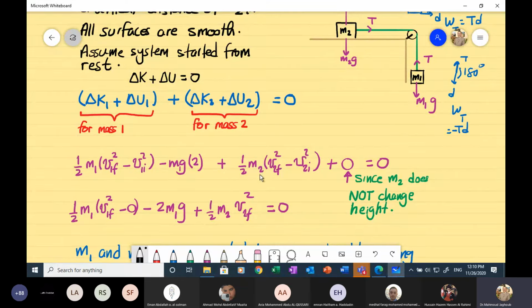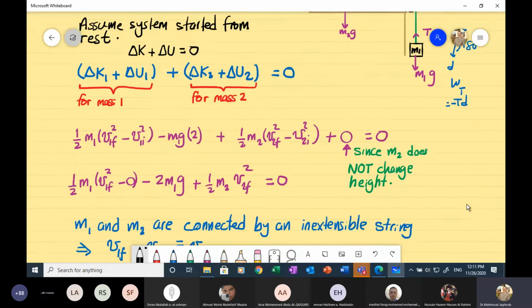It's half m2, v2 final squared, which is the same as v1 final squared, because as I said, they are connected together, minus v2 initial, which is also 0, because it was initially at rest. The question says the system started from rest. Then delta U2, which is the change in the potential energy of mass 2, what does it equal? It moved on a horizontal surface. 0. Yes. Why? The height, since m2 does not change height. So delta U for it equals 0.